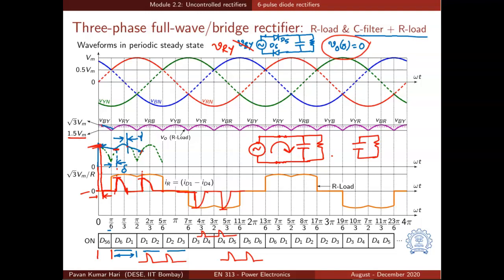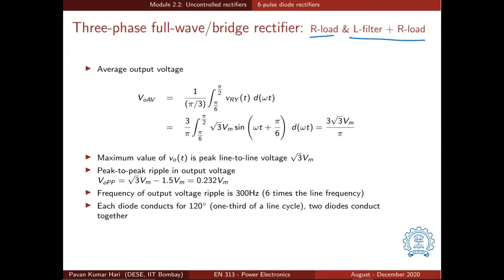So we can integrate this waveform from pi by 6 to pi by 2, because the value is equal to VRY, and you will have another similar wave shape but of another line to line voltage in the next 60 degrees. So it is enough if you integrate for 60 degrees. That is what is done here. So 1 by pi by 3 integral pi by 6 to pi by 2 VRY. If you do this integral, the average output voltage will turn out to be 3 root 3 Vm by pi, and the average output voltage will be same in both cases, R load and L filter R load.